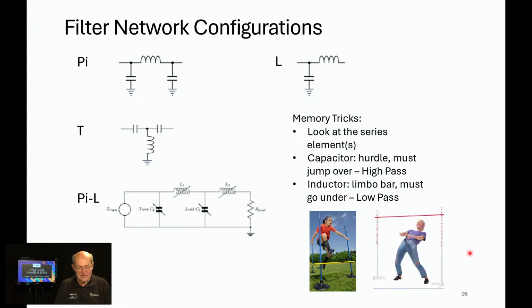For a low pass, think of a limbo bar. You must go under or pass under it, low pass. So if that helps you, there's no additional charge for that. And there are about, I think, 3 or 4 pool questions that you'll get all tangled up on if you can't remember which one is which. So that's why I share these things.